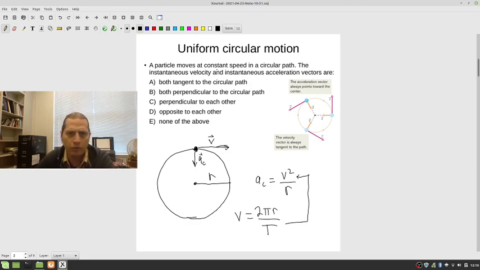It says a particle moves at a constant speed in a circular path. The instantaneous velocity and instantaneous acceleration vectors are both tangent to the circle path. No, the v is tangent, the a is not. Both perpendicular to the circular path. No, a is perpendicular, v is not. Perpendicular to each other. Yes, they are. Opposite to each other. No, they're not. They would be opposite if the centripetal acceleration was pointing in the other direction. And none of the above. No, this one is okay.